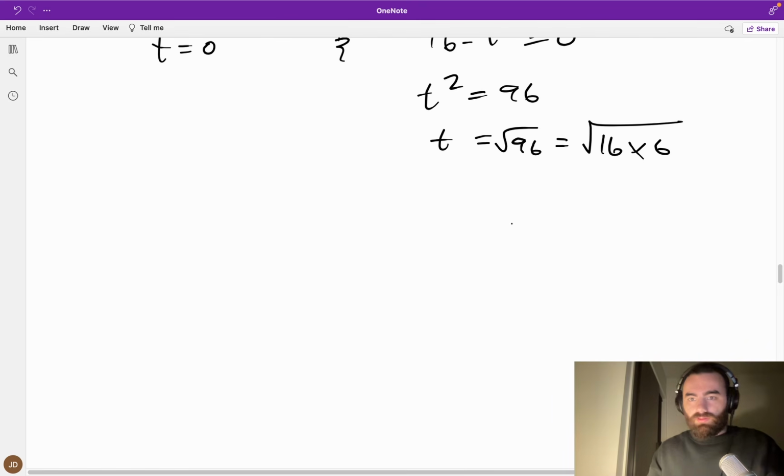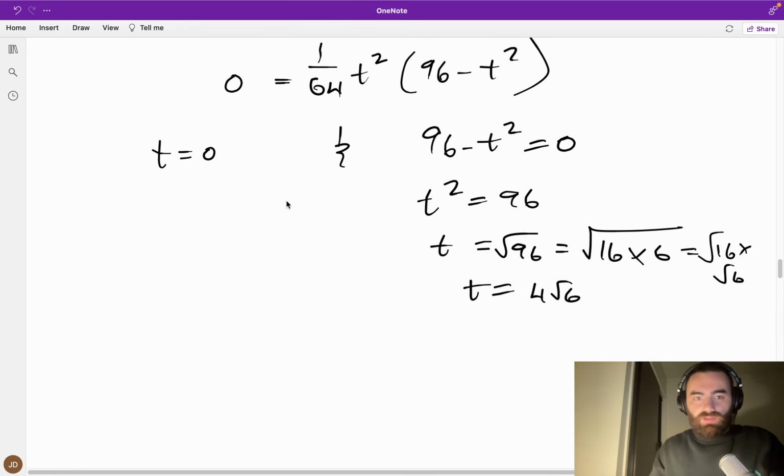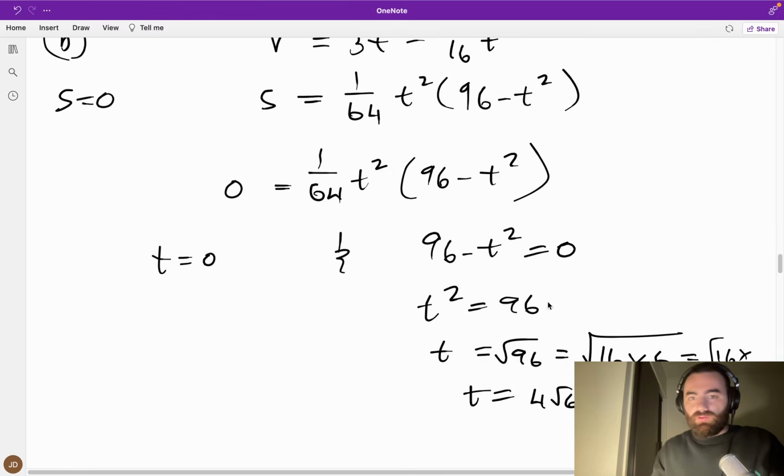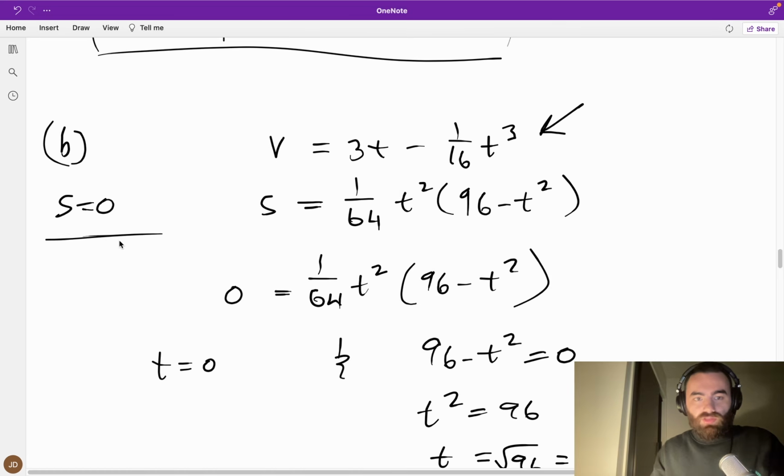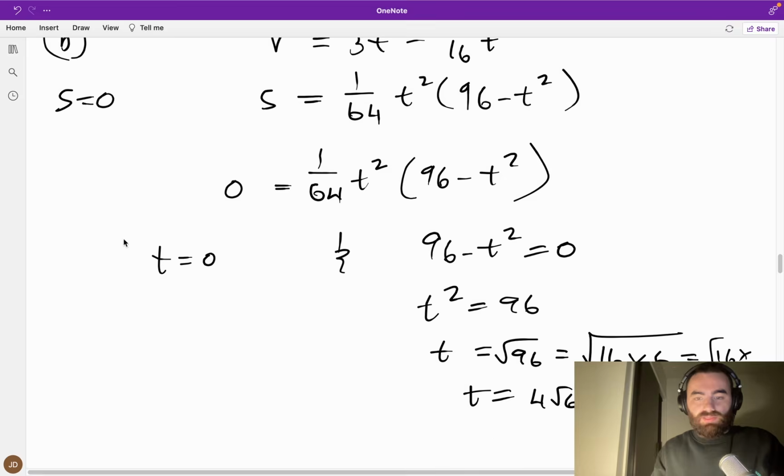I'm just trying to get it into a surd form. So this would be square root 16 times square root 6, which is 4 square root 6. So at time equals 4 square root 6, it returns to O, so its displacement is 0.